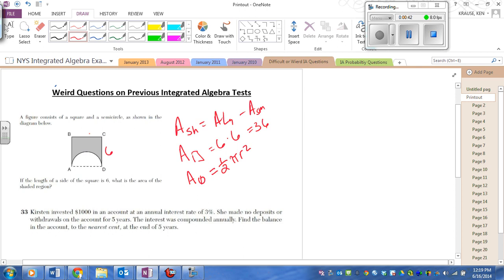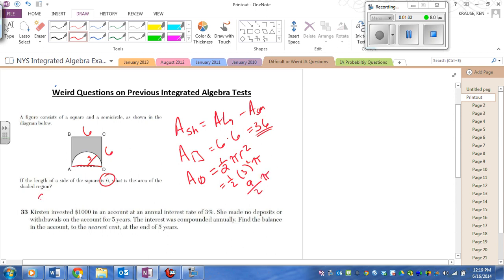Now they said this was 6, and this is 6. That's how I got 36, by the way. It says right here. So that's 6. That means this whole side is 6. It means the radius of this thing is just 3. So it's 1/2 times 3 squared times pi, which is really 9/2.